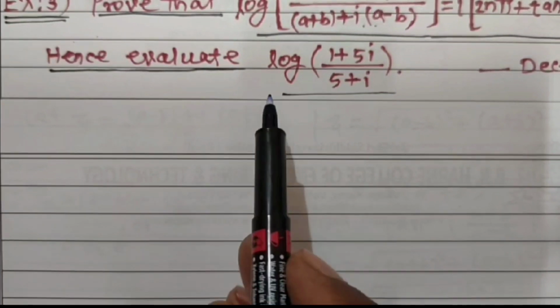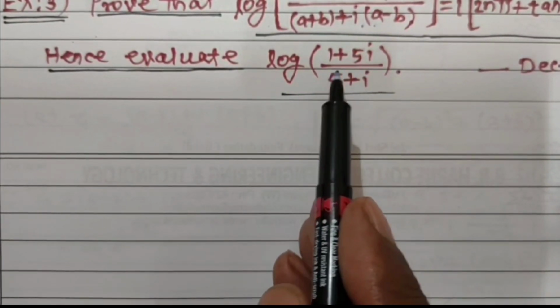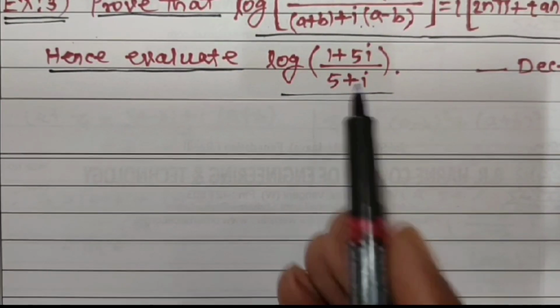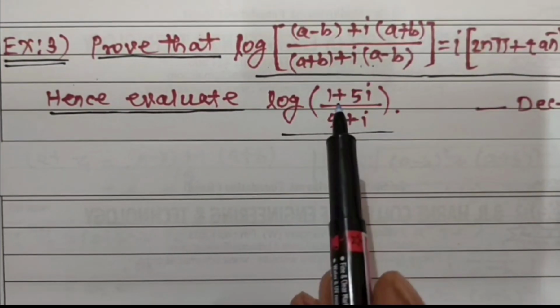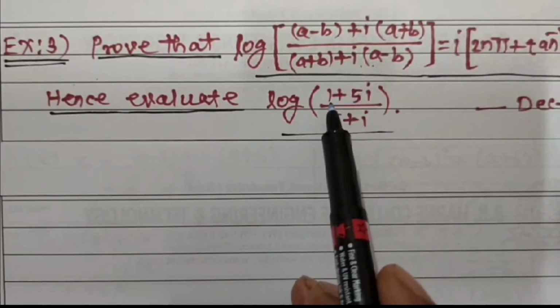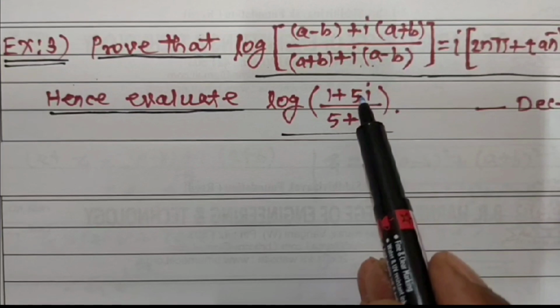Now we have to find out the value of logarithm of (1 plus 5i) divided by (5 plus i) using this result. Okay, means to get 1, a minus b is equal to 1 and a plus b is equal to 5 suppose.